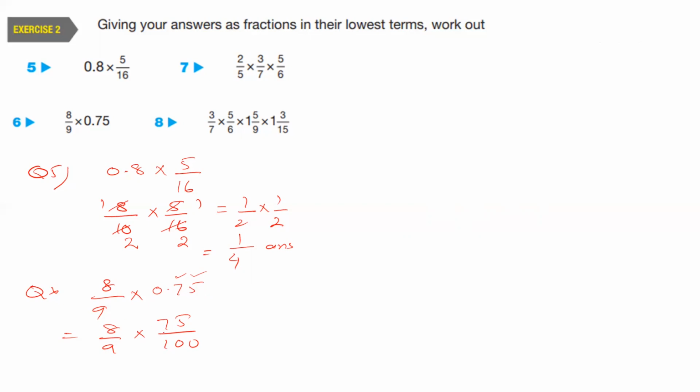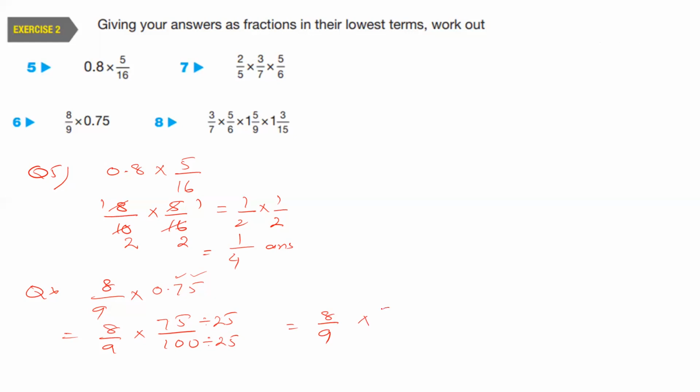So now we can simplify it. We can divide this 75 and 100 by their highest common factor, which might be 25. So we divide both numbers by 25. We get here 8 upon 9, it will remain as it is.